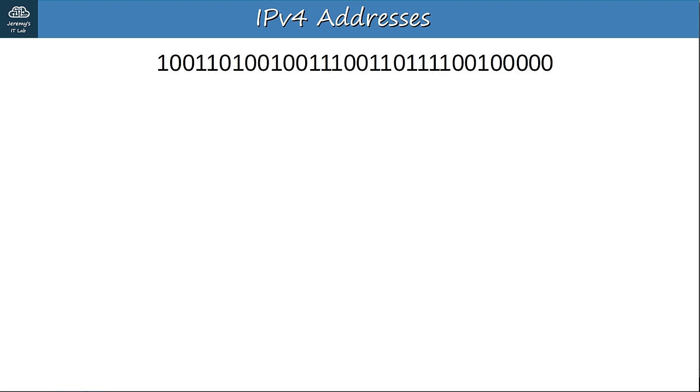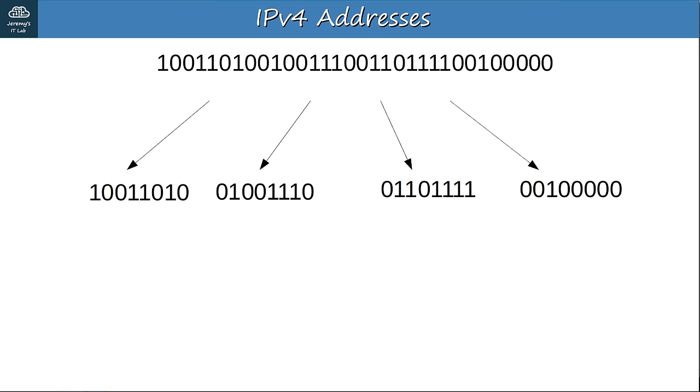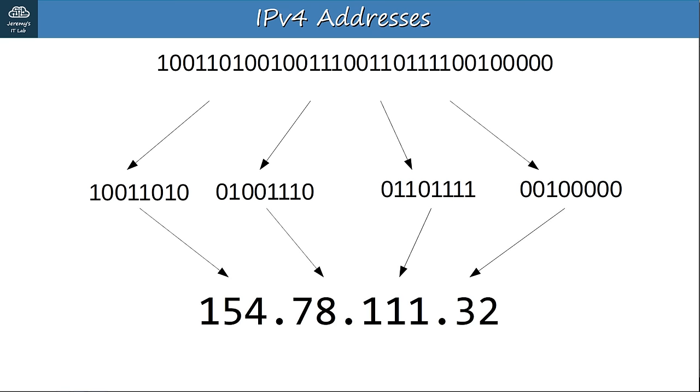Let's follow the same process as before with another IP address. If you want some extra practice, try to convert these 32 binary bits into an IPv4 address. Pause the video if you want to try and find the answer on your own. Okay, so the 32 bits can be split into 4 octets like this. Then the 4 octets can be converted into dotted decimal like this.